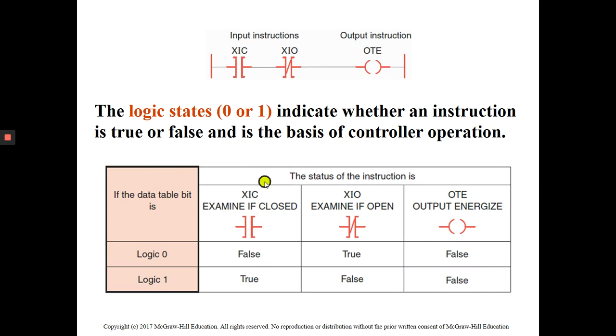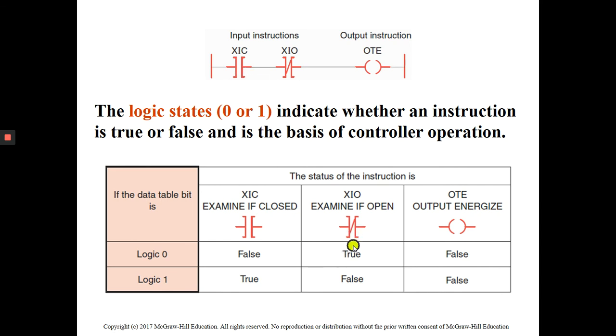This is the table we already saw before, and we see the difference between examine if closed, examine if open, and the output energized. So this is examine if closed, this is examine if open, and this is the output energized. As we can see here, the logic state 0 or 1 indicates whether the instruction is true or false. For examine if closed, if it is false, it means logic 0. If it is true, it means logic 1. This is for the examine if closed instruction.